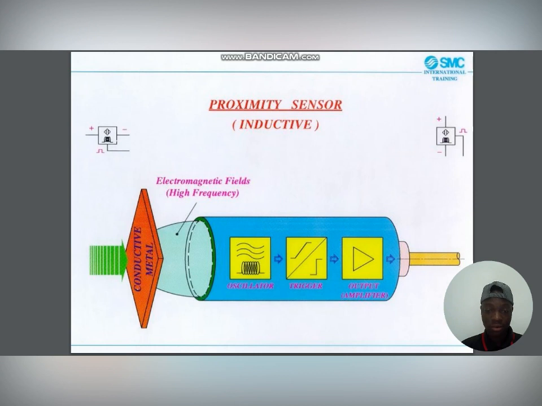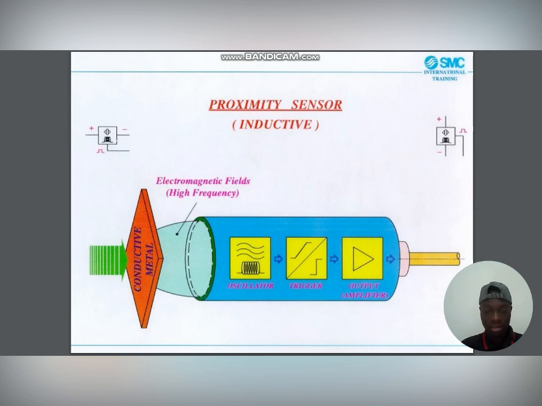So here's the sensor, which contains a sensor head. There's an oscillator in it, and there's this trigger, and then there's an output made from amplifier. So here's the material to be detected: conductive metal.